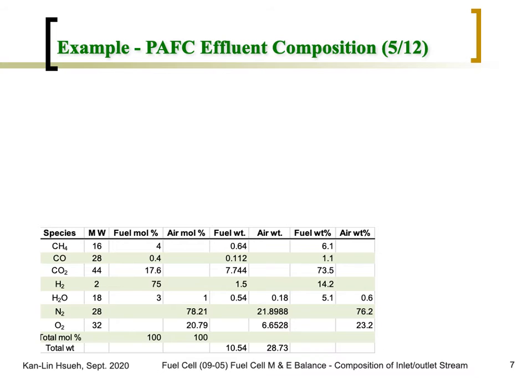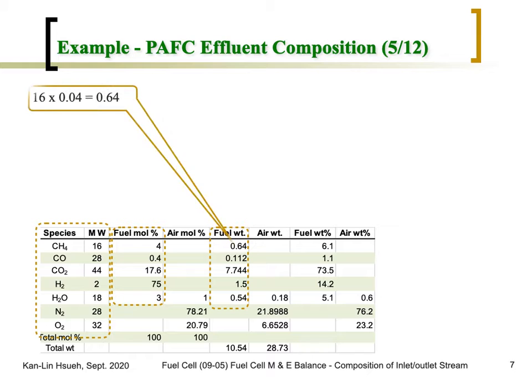So we put that over here, the table here, and then this is the average molecular weight for each species, such as methane, carbon monoxide, carbon dioxide, and so forth. And then this is the already known molar ratio in the fuel. Now we want to calculate the weight and mass ratio in the fuel. I'll only give one or two examples.